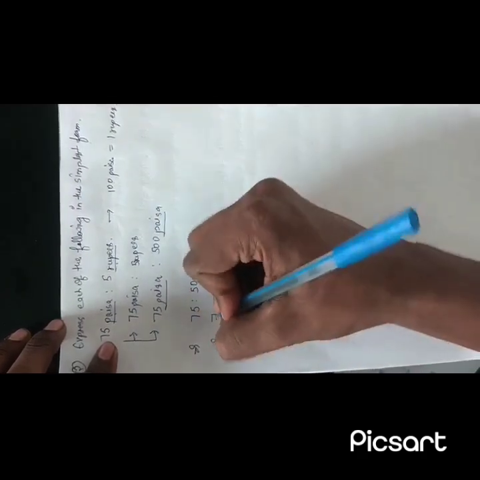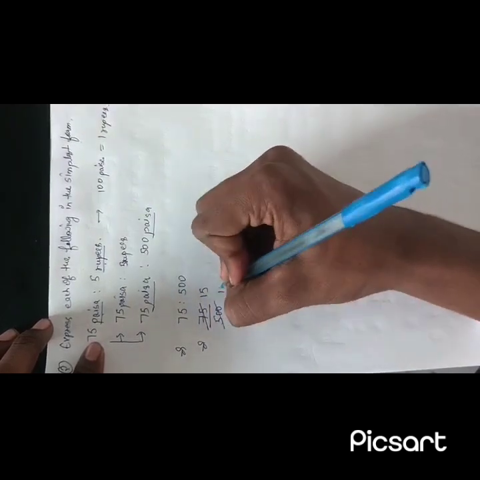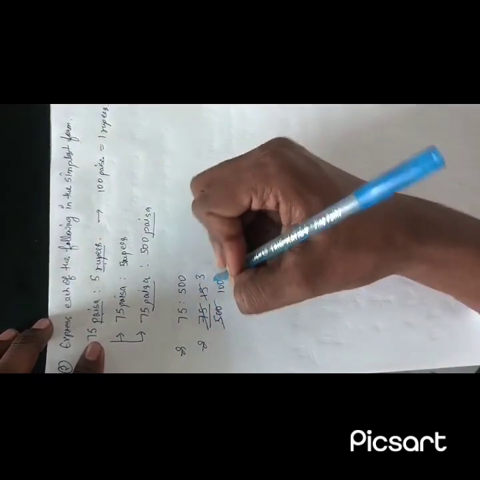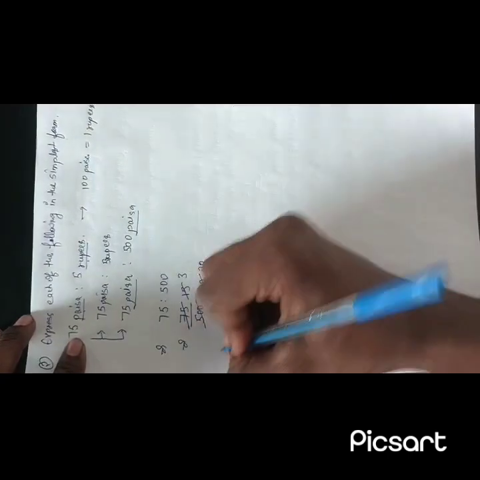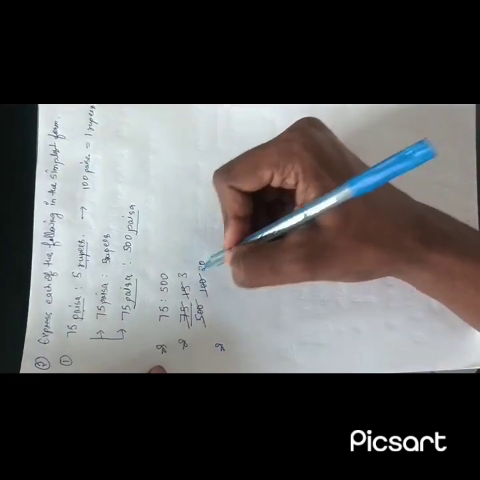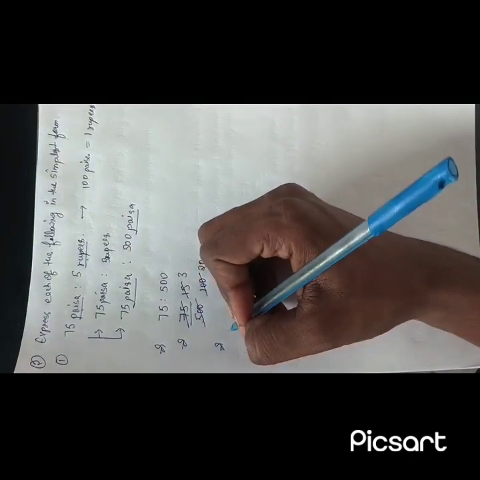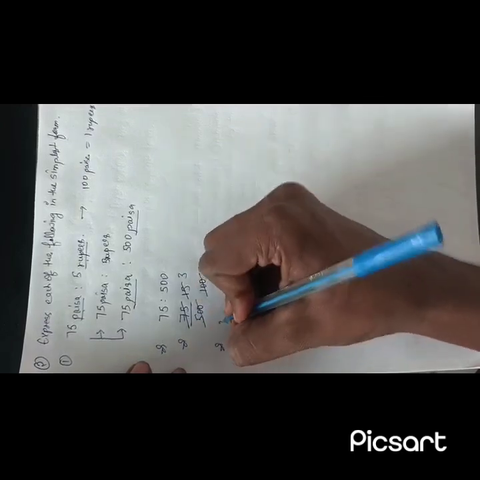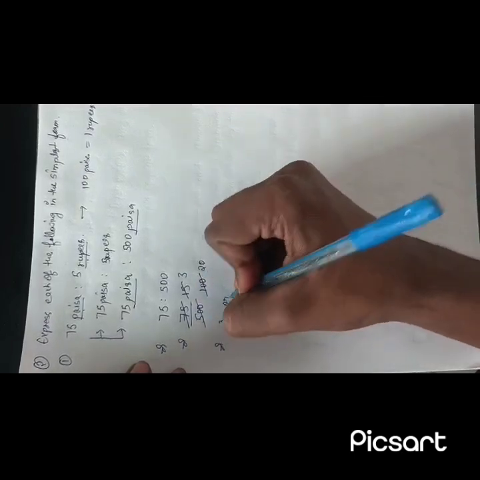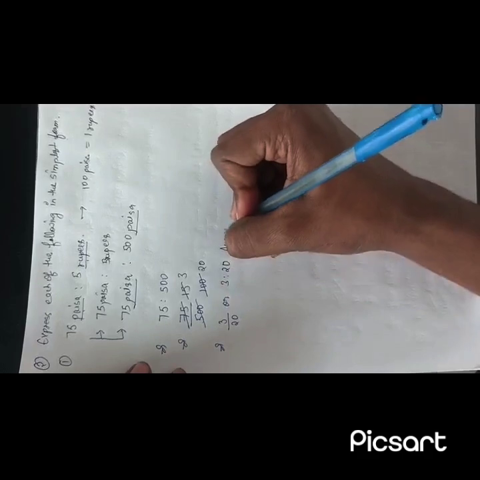Again, 75 upon 500. Now simply divide it. 5 ones are 5, 5 fives are 25, 5 threes are 15, and 5 fours are 20. Now we can see that 3 upon 20 cannot be divided further by any number. So the simplest form of the comparison is 3 upon 20, or 3 is to 20. That is the answer.